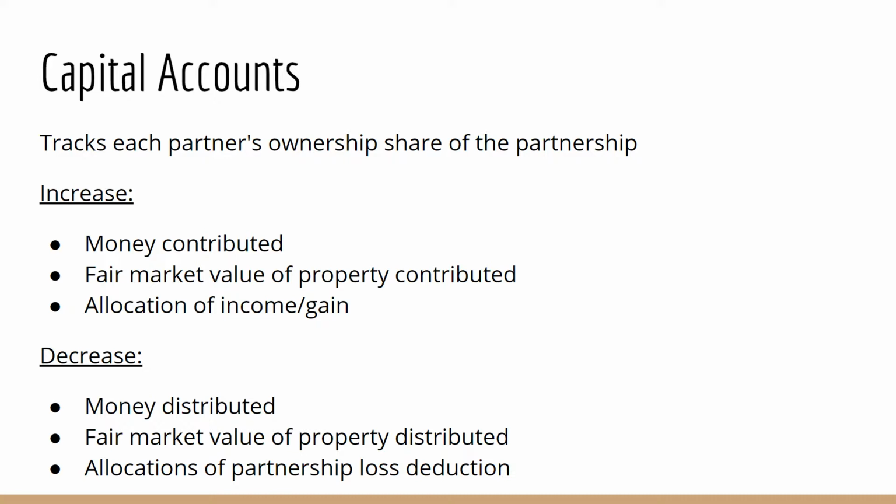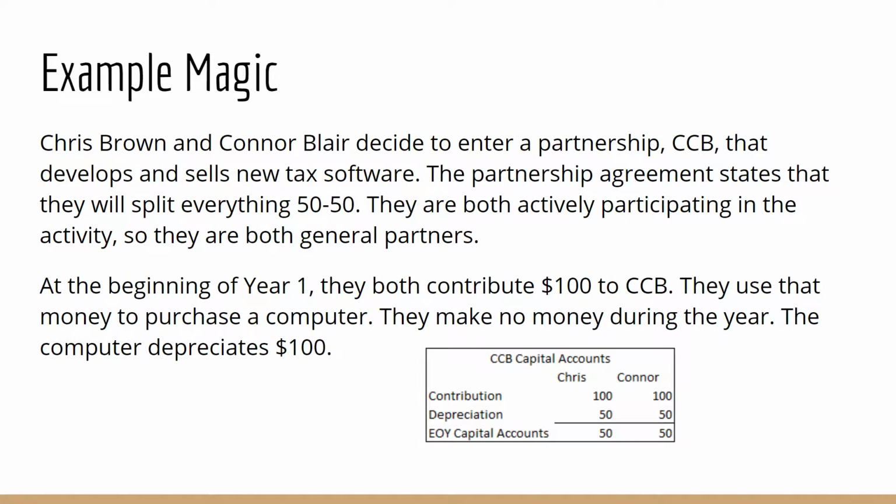They decrease when money gets distributed, when fair market value of property gets distributed, and with allocations of partnership loss or deduction. And if you think about it, this makes sense. If you put money in, you are increasing your ownership. If you take money out of the partnership, you're decreasing your ownership, and that is what this is attempting to track. So here we go.